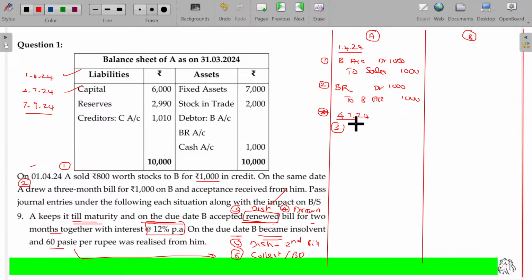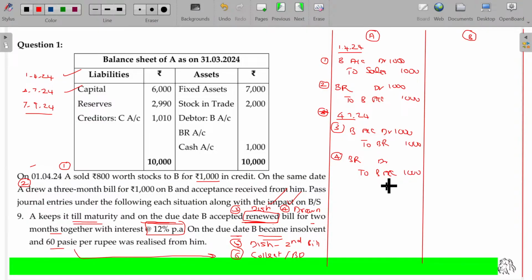Dishonor of the bill. Just reverse it without noting charges. B account debit to BR account, value being 1000. And on the same date, we issue a fresh BR. So BR account debit to B account.